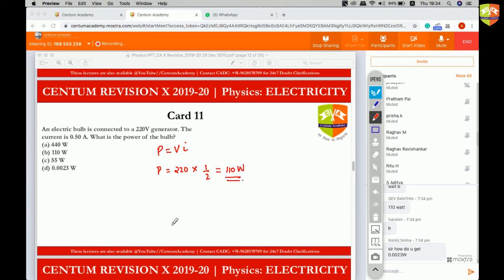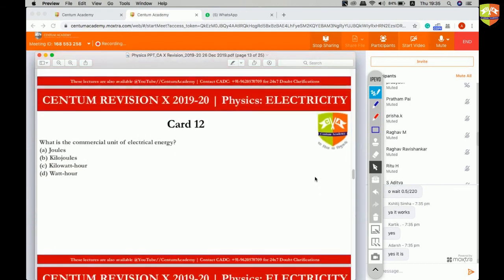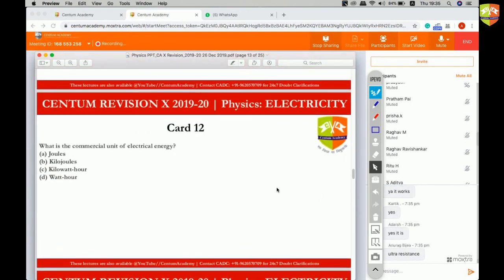Now talking about the next question, no further discussion, clear? No further discussion means no miscellaneous discussion. This question: an electric bulb is connected to a 220 volt generator. Fastest fingers first. B, 110 watt. Power has its unit as watt. I missed it while I was explaining this. Power has its unit as watt. Wattage. So B. 10 watt is not at all an option.